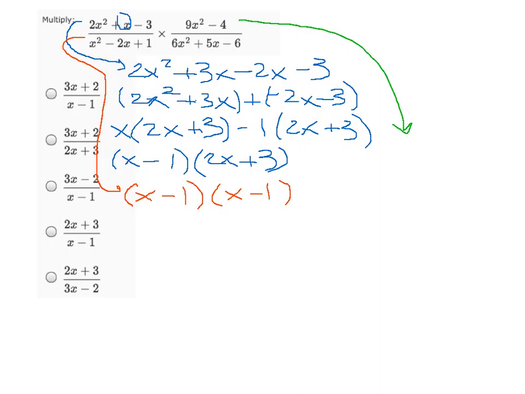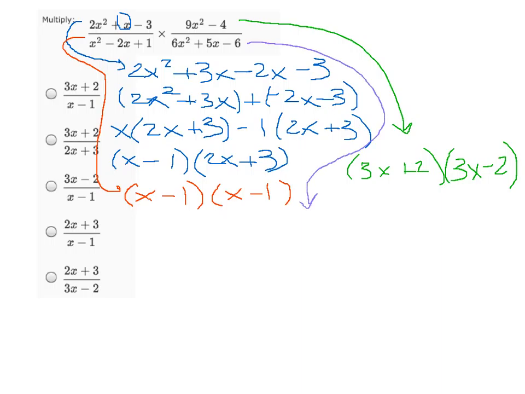So now we want to go and look at the numerator of the second fraction. And what we can notice right away about this is that it is a difference of perfect squares. So we know we are left with a 3x plus 2 and a 3x minus 2. And that is how the numerator of the second fraction is factored. And then finally, we'll look at the denominator of the second fraction.